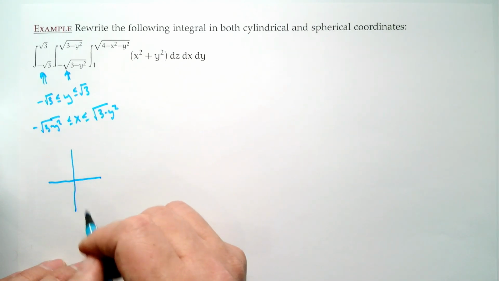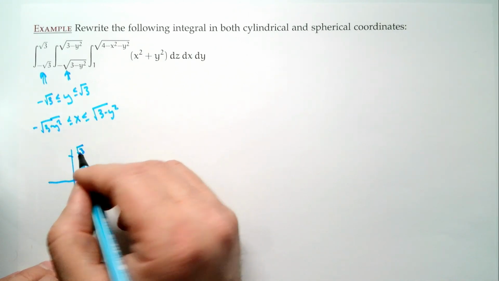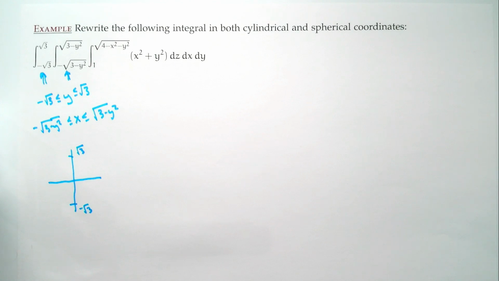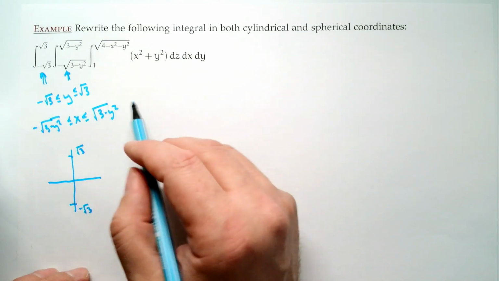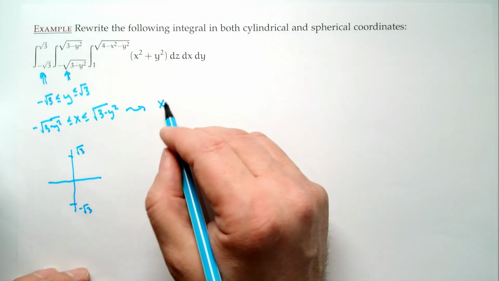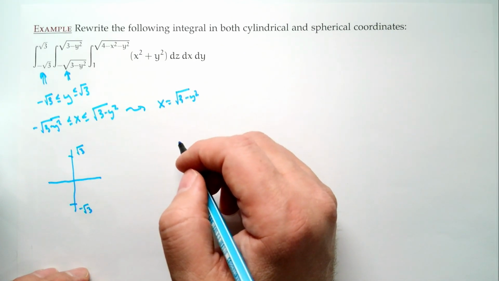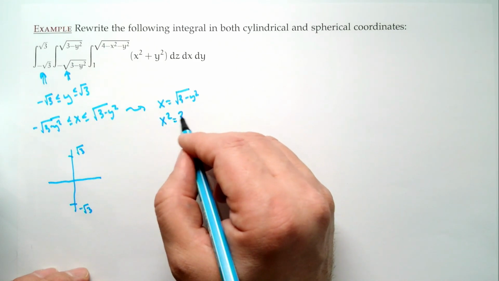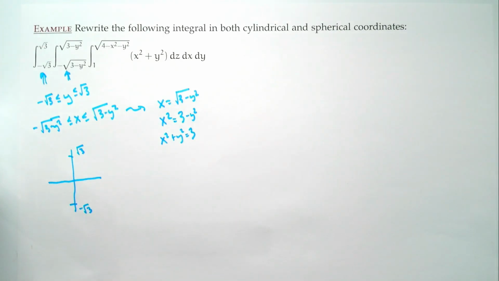I'm in the xy plane. I'm going from minus root 3 to plus root 3. Those are very unusual numbers to go between. And then I have x going between these two curves. But what curves are these? So let's start with, say, x equals plus root of 3 minus y squared. If you're not sure what it is, what's a logical thing to do? Square both sides. x squared equals 3 minus y squared, or x squared plus y squared equals 3. So what is that? It's a circle of radius root 3. Oh, very convenient. In fact, both of them are the circle.